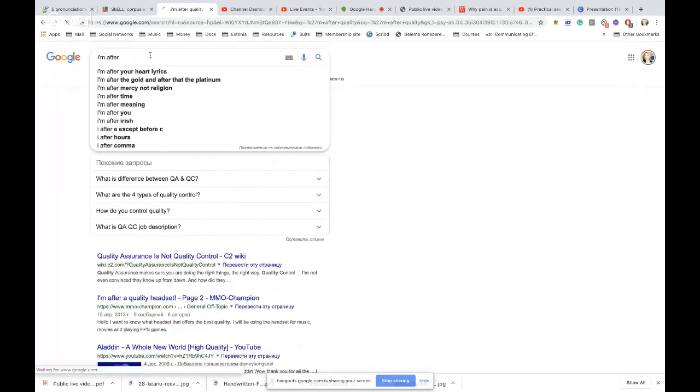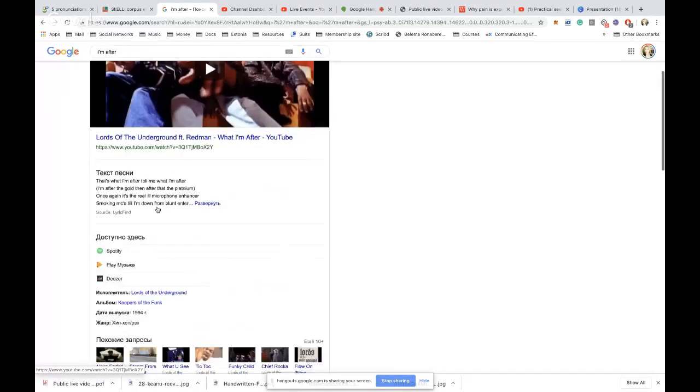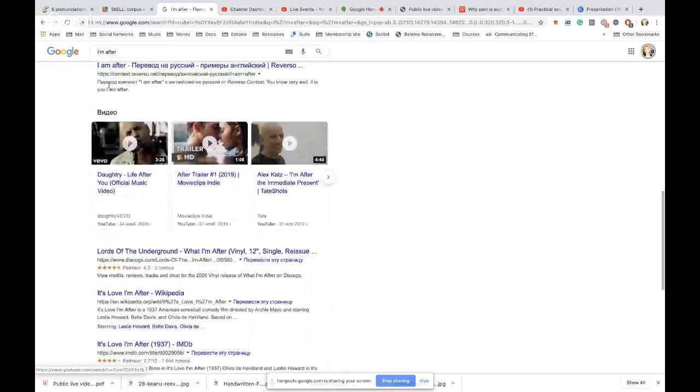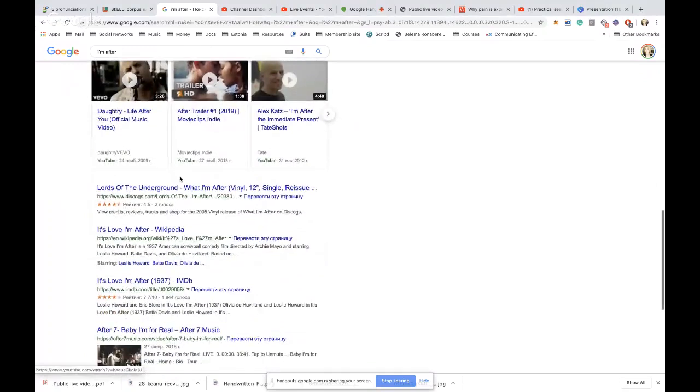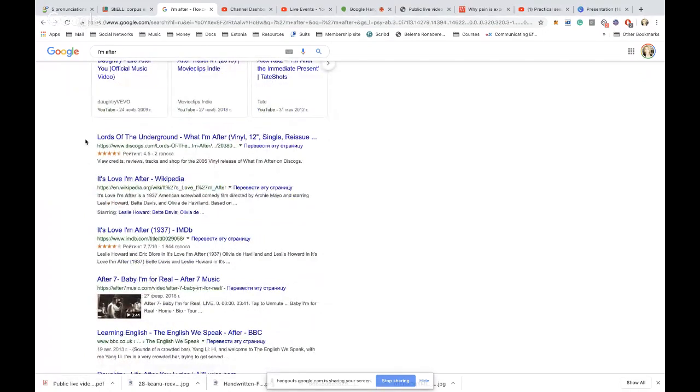Let's remove one word. I'm after something, because it can be anything, right? Let's see. I'm not looking here because it thinks I'm in Russia right now, so it gives me these translation apps, and I don't want to check this. But this is interesting. Lords of the Underground, What I'm After. So it's the name of a song, a single, which tells me already this is correct. If native speakers sing it, if it's in a song, then it's pretty much it. It's Love I'm After from Wikipedia. It's an American comedy, a comedy film. Again, it tells me this is correct.